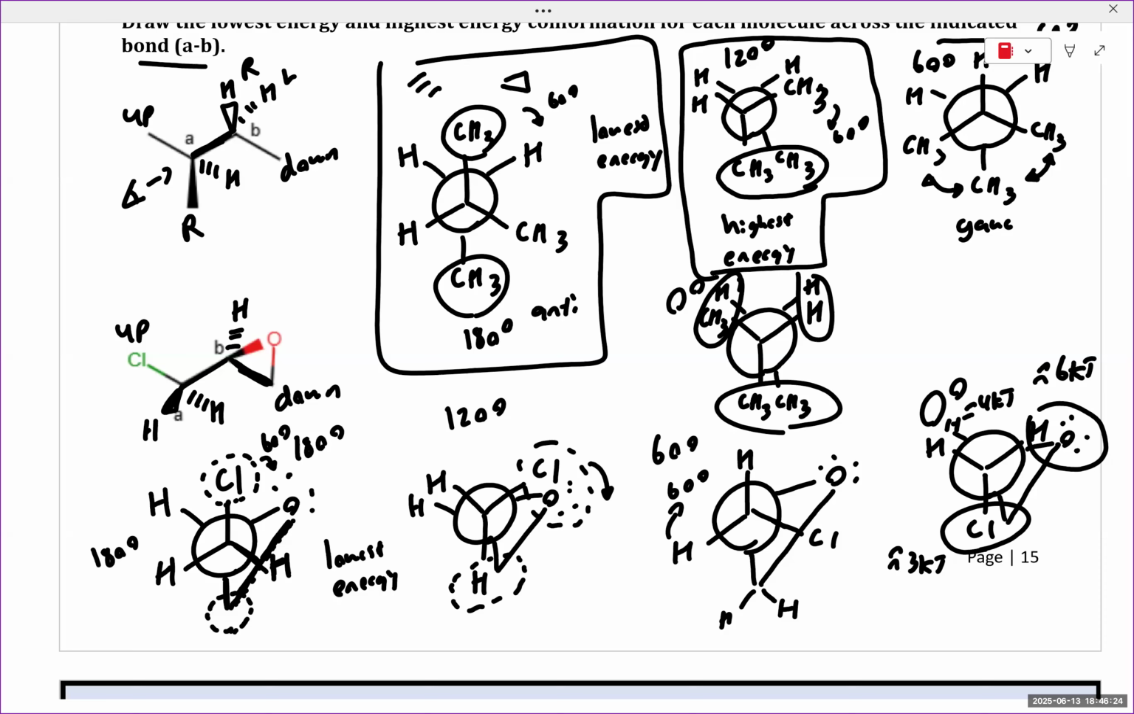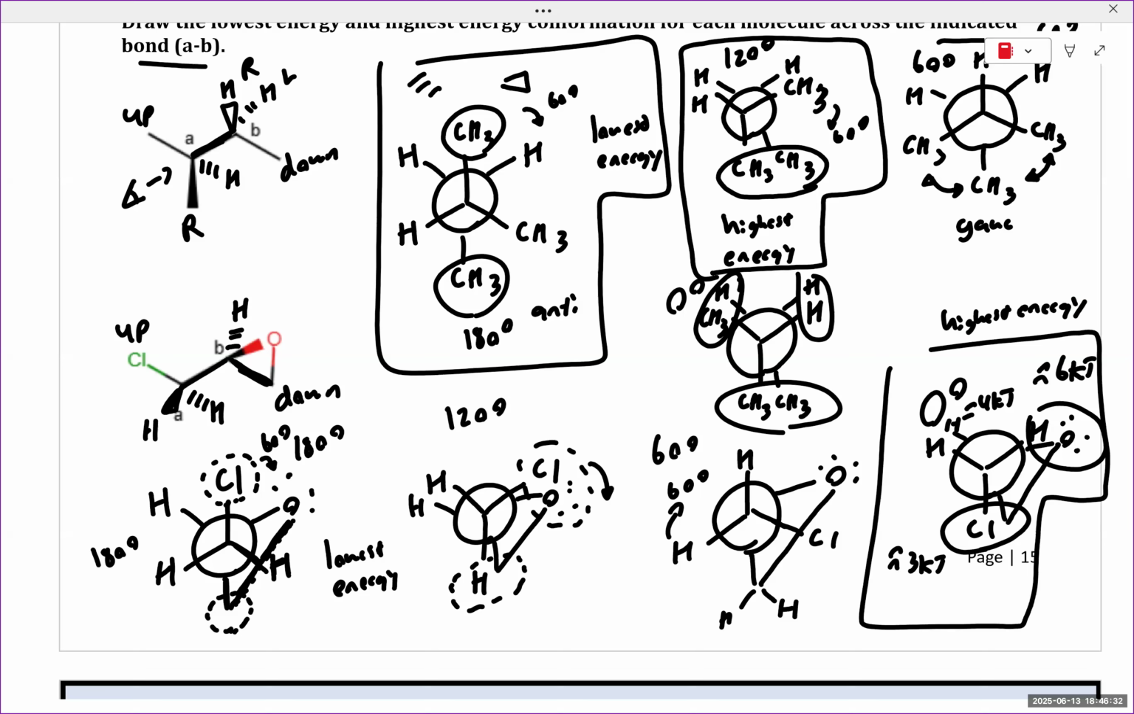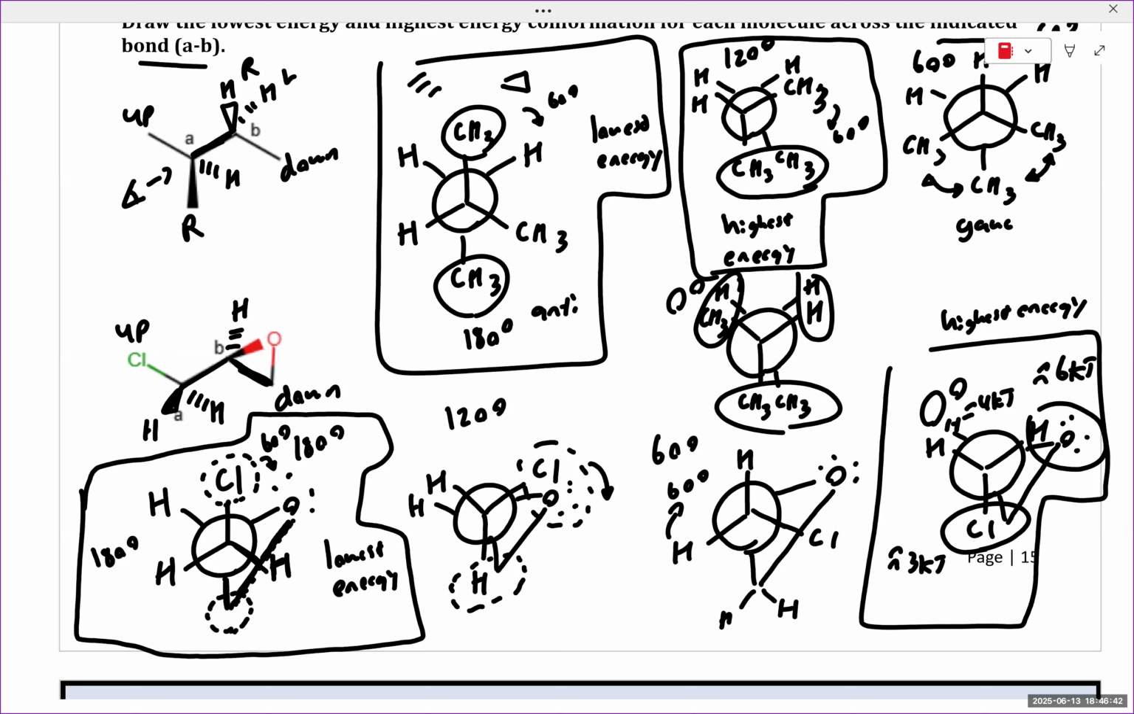So in this case, this 0-degree conformation will be our highest energy conformation because it has the largest substituents fully eclipsed. While this conformation on the left will be the lowest energy conformation as it has the greatest separation between the largest substituents.